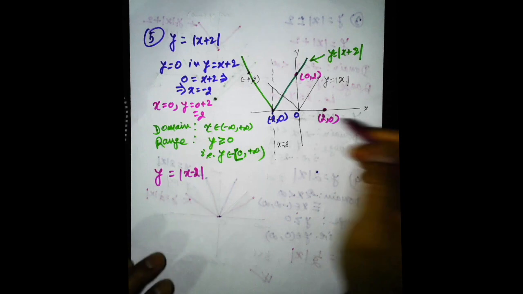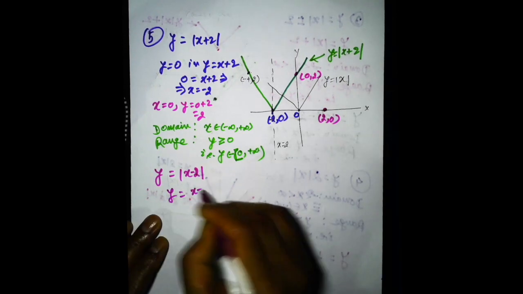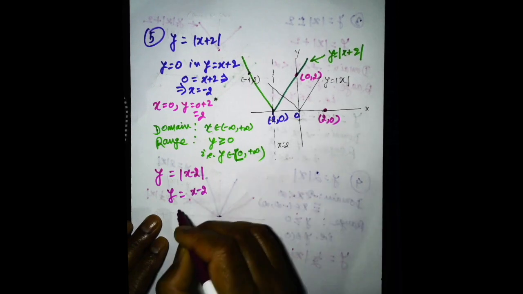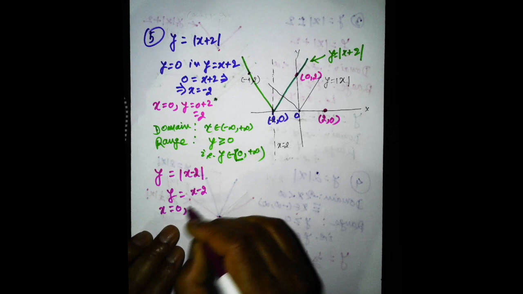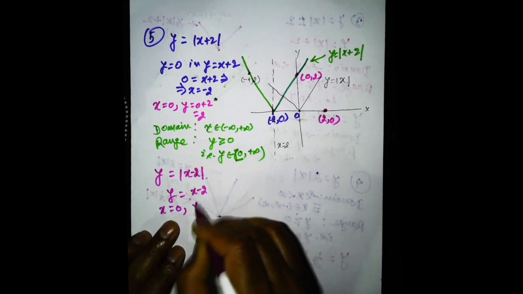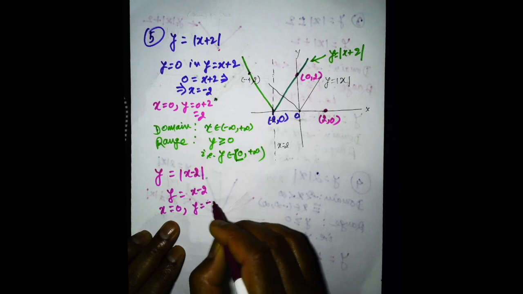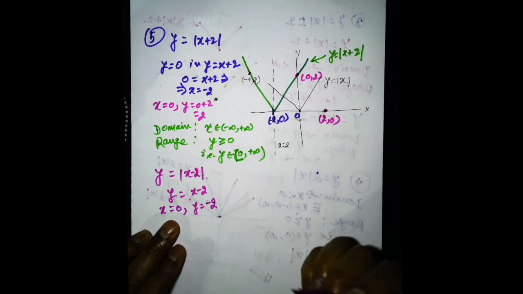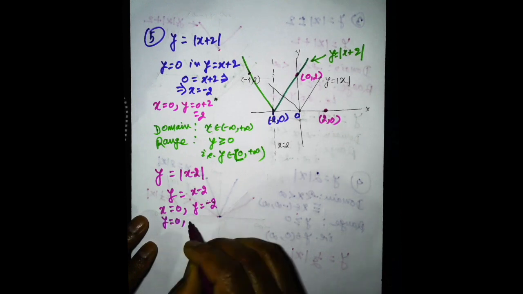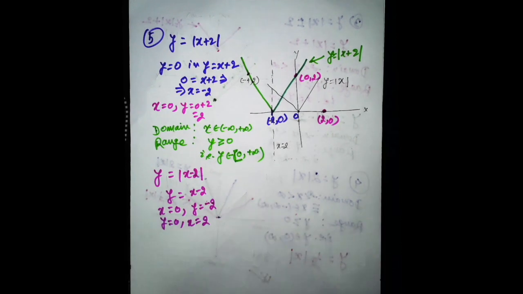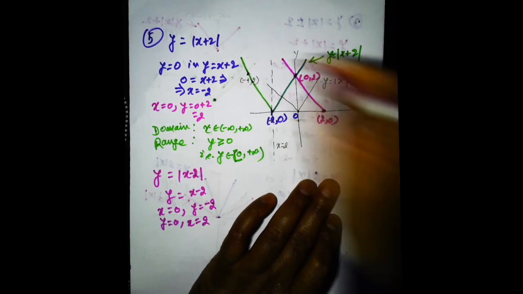So in this case, if you take y equals |x − 2| and put x equals 0, then y will be minus 2 (in the unmodified line). If you put y equals 0, your x will be plus 2. So this line is again going to pass through (2, 0).